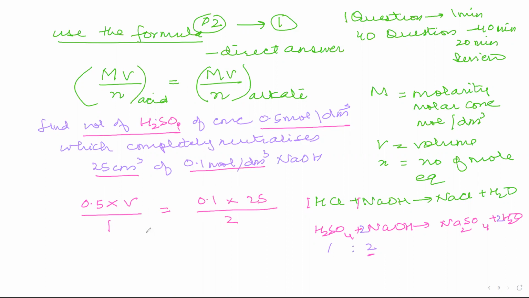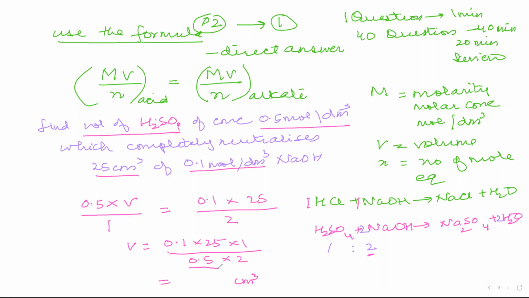Now we have to rearrange this and calculate the value for V. So it's going to be 0.1 into 25 into 1 over 0.5 into 2. When we compute this, we will be getting the volume in cm cube.